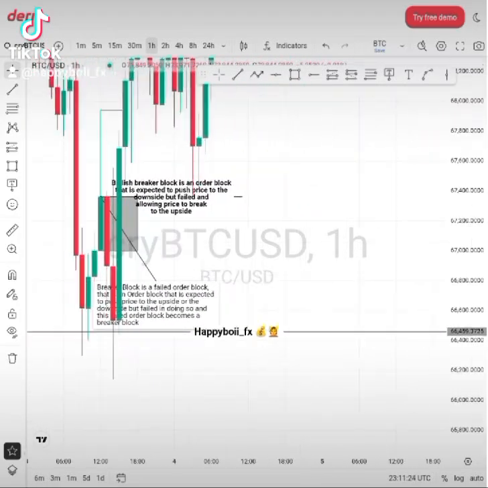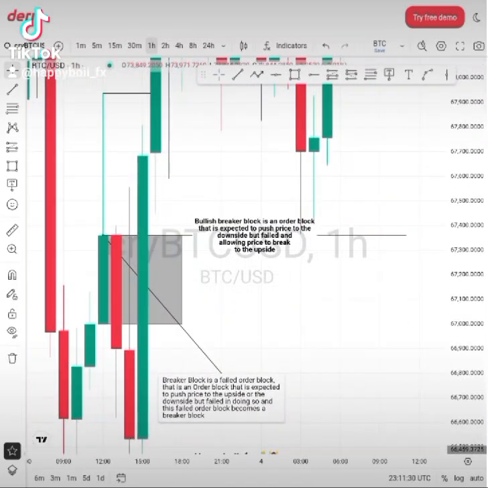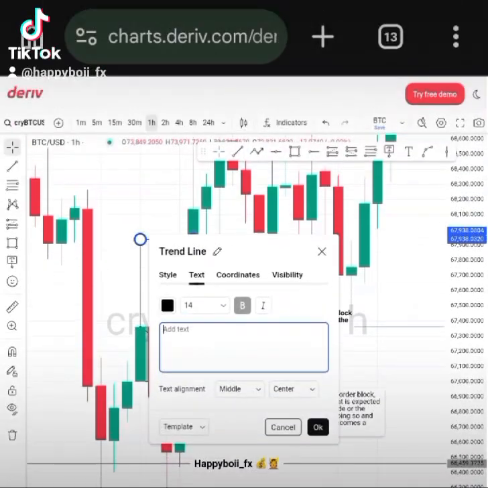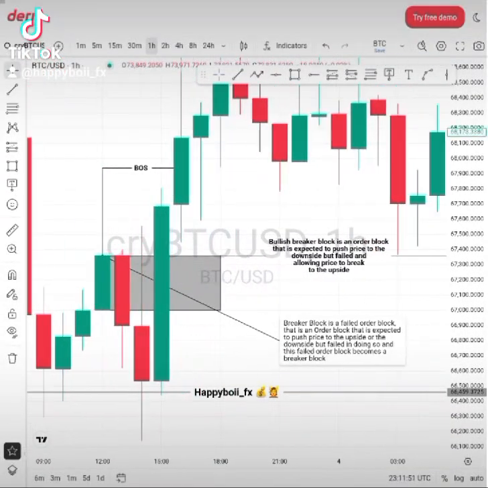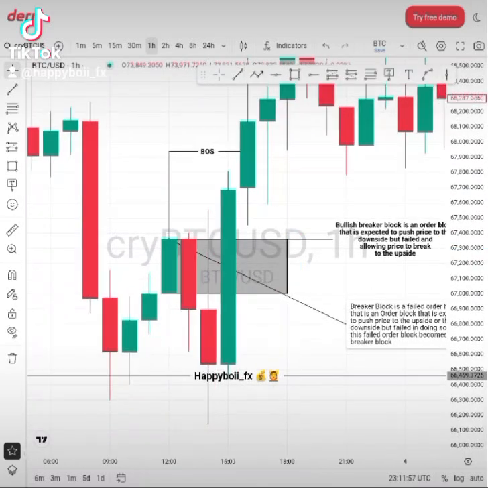And then an example of a bullish breaker block is also this right here. This is a bullish breaker block. A bullish breaker block is an order block that is expected to push price to the downside, but failed, allowing price to break to the upside, which is what I just did here. So let me give this a break of structure, a BOS there. So that's a break of structure, and that's the breaker block right there, the bullish breaker block right there.